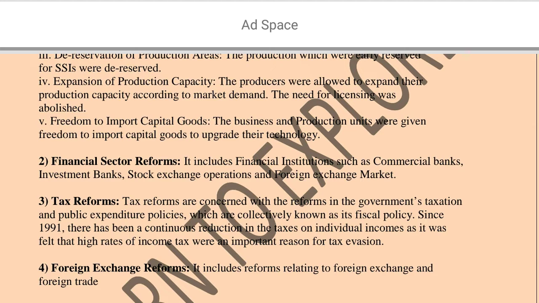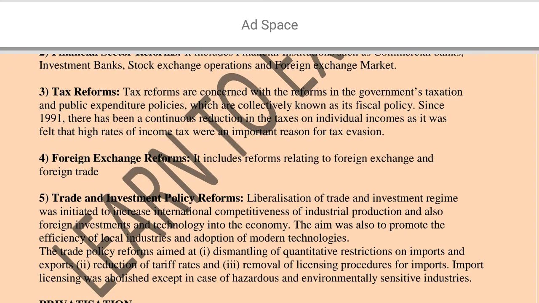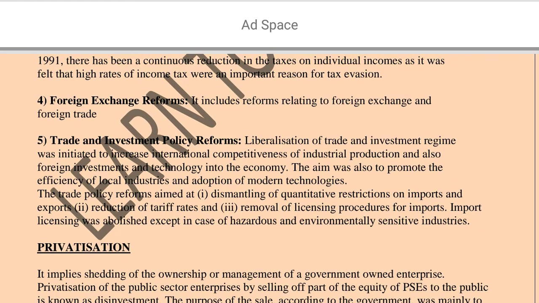Since that time, there has been a continuous reduction in the taxes on individual income, as it was felt that high rates of income tax were an important reason for tax evasion. So, to solve the problem of tax evasion, the tax rate has been reducing since 1991 continuously, especially on individual income. Then another reform was foreign exchange reforms, including reforms relating to foreign exchange and foreign trade. Then trade and investment policy reforms were aimed at dismantling of quantitative restrictions on imports and exports, reduction of tariff rates, and removal of licensing procedures for imports. Import licensing was abolished except in case of hazardous and environmentally sensitive industries.